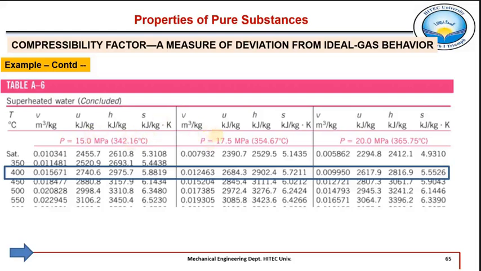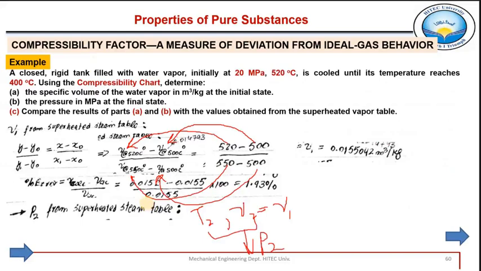Our desired pressure will be between these two pressures, at a temperature of 400 and volume of 0.0152, which is between this and this volume. So our pressure will be between 15 megapascal and 17.5 megapascal. We need to interpolate between these two pressures for the known volume. Pressure and temperature in both cases are the same, 400, but the volume is different. So our volume is between these two points, so pressure will be between these two points. Let's do the interpolation for pressure and volume.